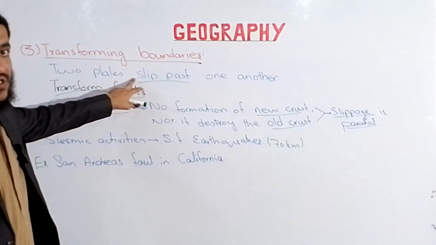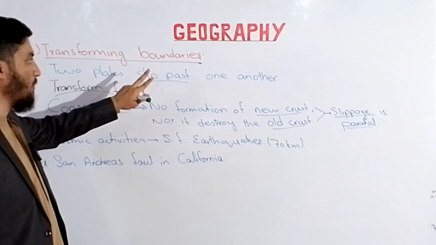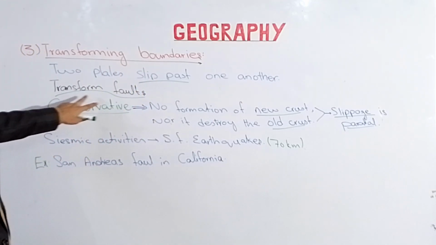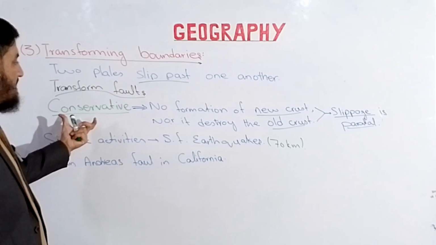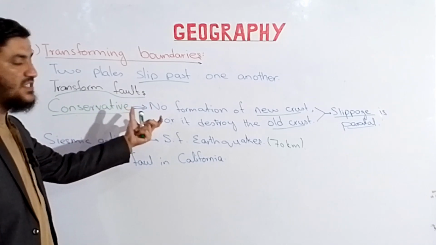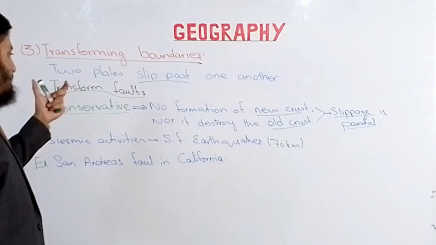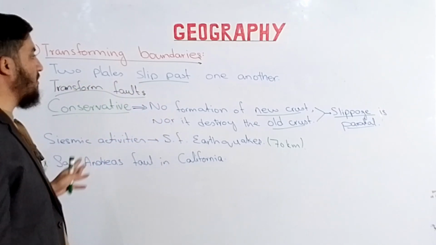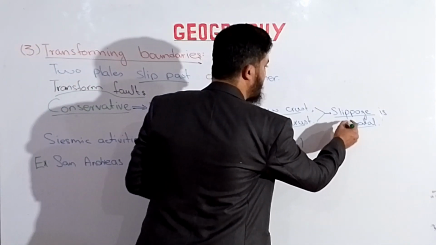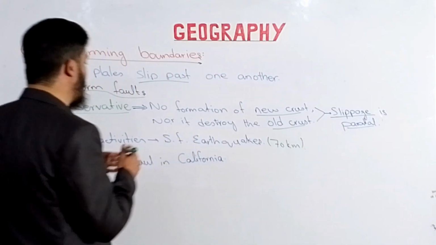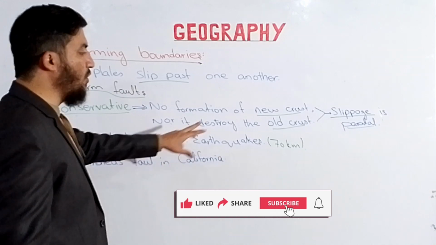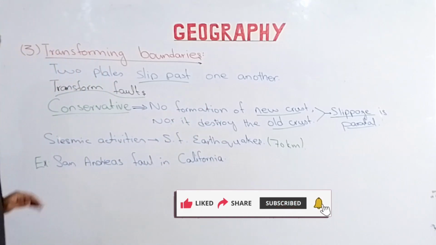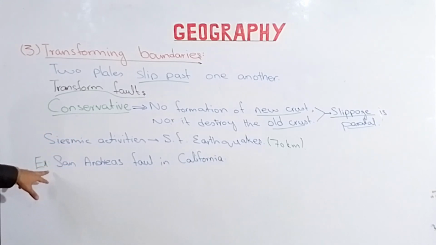Here occurs the slipping past of two tectonic plates with respect to each other. There occur transform faults between the two plates, and these boundaries are called conservative because there is no formation of new crust, nor is any old crust destroyed, because they just slip past parallel to each other. So seismic activities occur, like shallow focus earthquakes, which only range up to 70 kilometers deep inside the earth in the crust region.